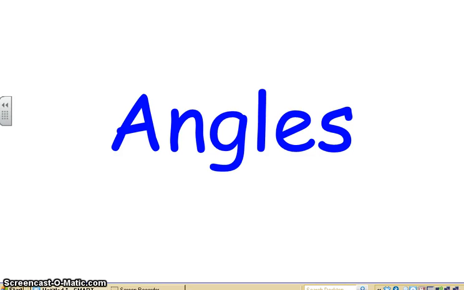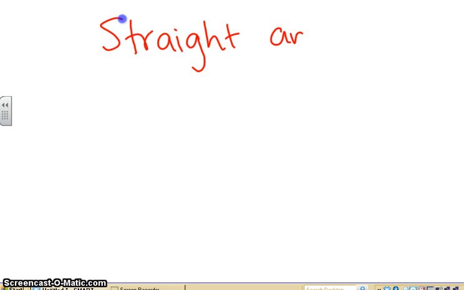Okay guys, today we are going to talk about angles. Now there are four different kinds of angles that we are going to learn in 5th grade. The first angle that we are going to talk about is a straight angle. Now what you need to remember about a straight angle is that it looks like a straight line.